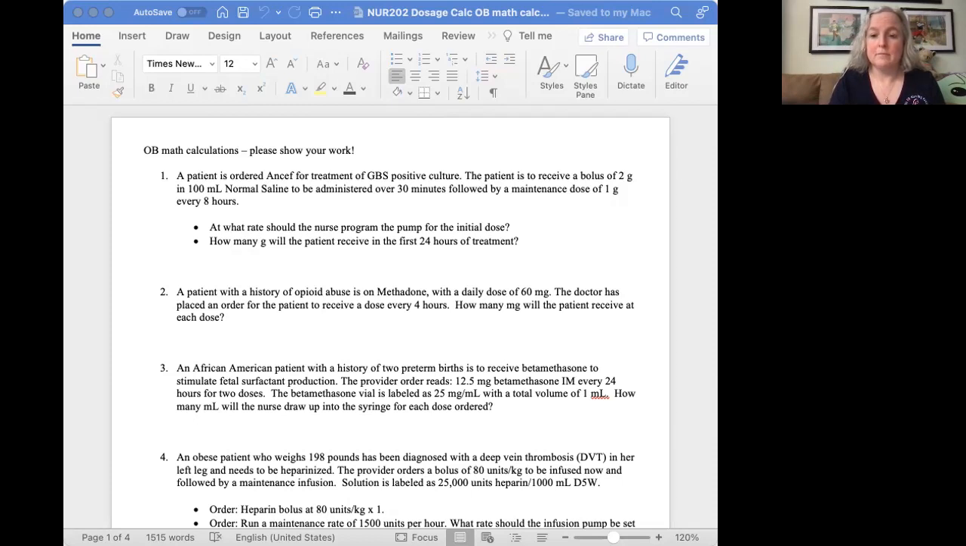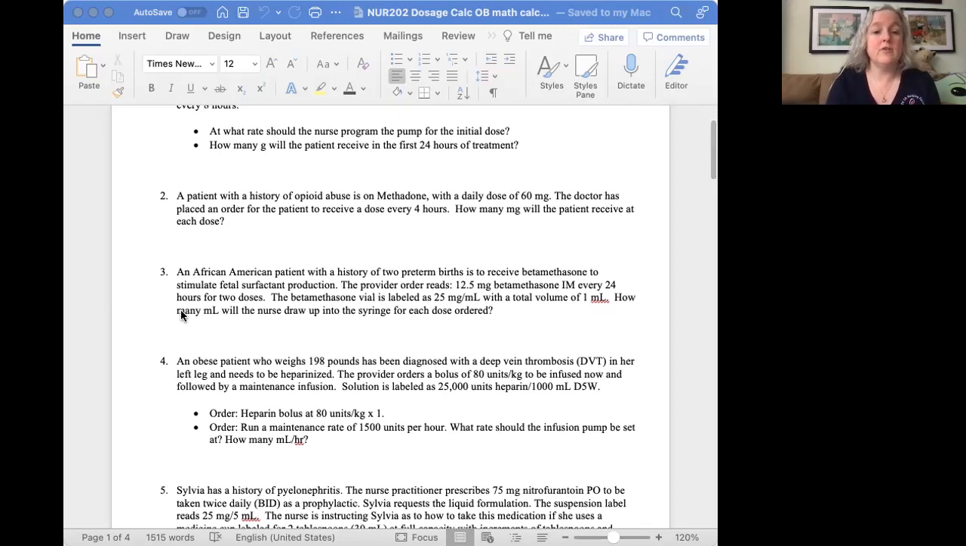Okay. So 2 grams for 1 dose, 1 gram for the next dose, 1 gram for the next dose, 4 grams total in 24 hours. All right. Moving on to question number 2. A patient with a history of opioid abuse is on methadone with a daily dose of 60 milligrams. The doctor has placed an order for the patient to receive a dose every 4 hours. How many milligrams will the patient receive at each dose?